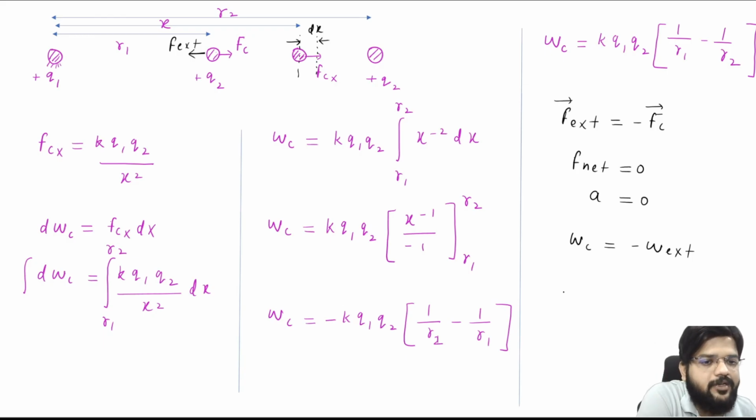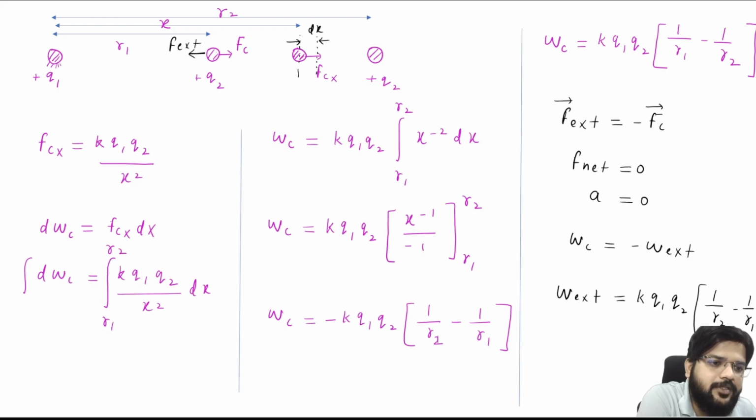That's why if I write the work done by the external force, it is what? It is the minus of K Q1 Q2 by R2. So just multiply the negative sign, correct, with this WC. So what you will get? K Q1 Q2 times 1 by R2 minus 1 by R1. This thing you will get. So what we are getting here, everyone, work done by the external agent is equal to K Q1 Q2 times 1 by R2 minus 1 by R1.